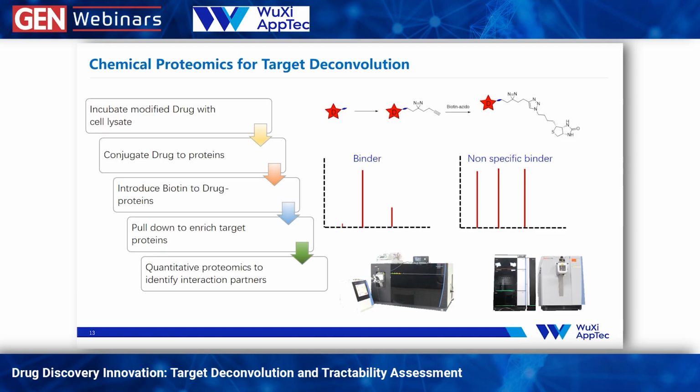The photolabeling group will covalently link proteins in close proximity, then the modified compound is incubated with cells. The proteins that bind to the modified compound are cross-linked and enriched. The mass spectrometer is subsequently used to quantify interaction proteins. Quantitative proteomics is further used to reduce non-specific binders.